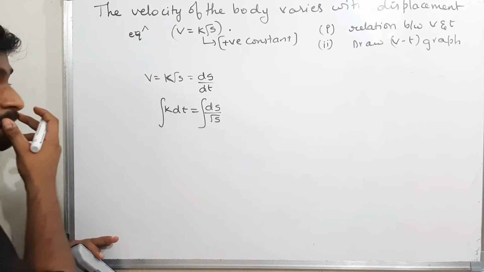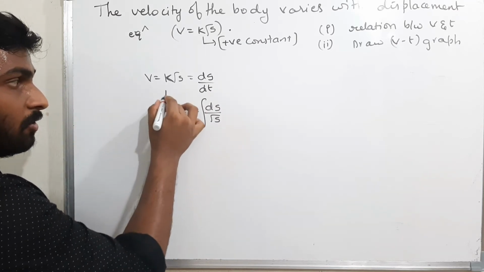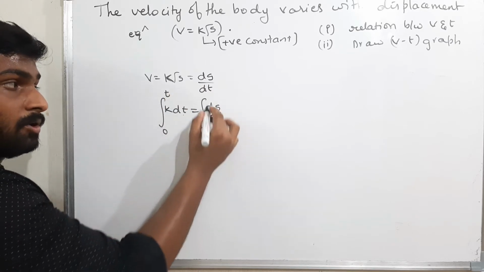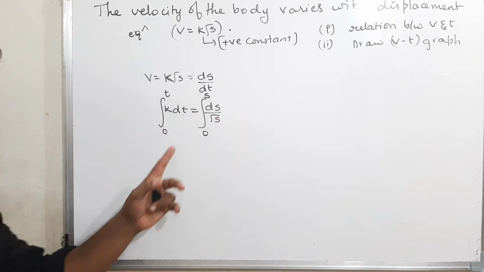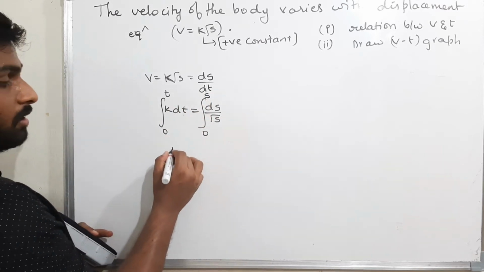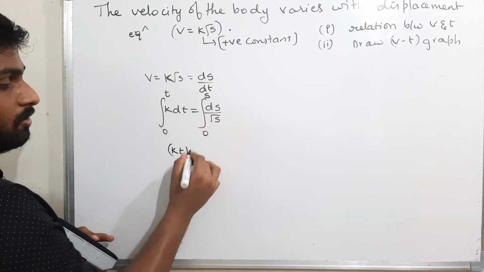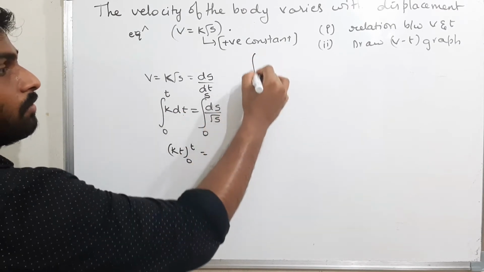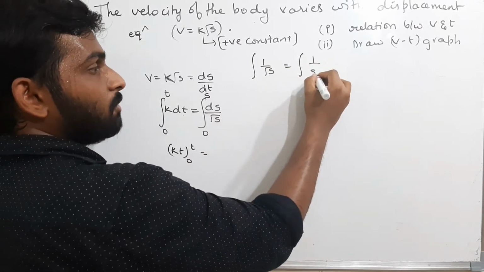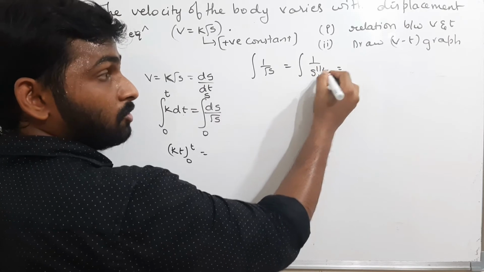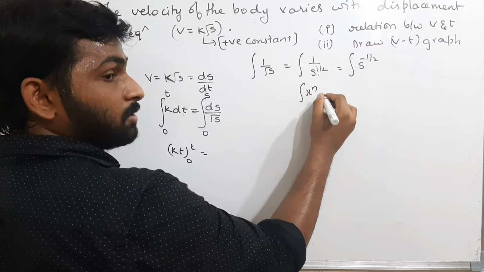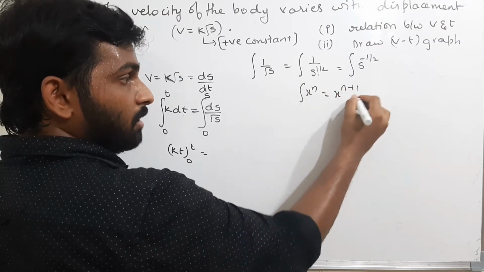Now see what I am doing. As the time is changing from 0 to t, the displacement is changing from 0 to s. Now start doing integration. What is that? K into t, the limits are from 0 to t. Now what is the integration of 1 by root s? Integration of 1 by root s is integration of 1 by s power 1 by 2. When the denominator goes to the numerator, it is s power minus 1 by 2, in the form of integration of x power n, which is x power n plus 1 by n plus 1.